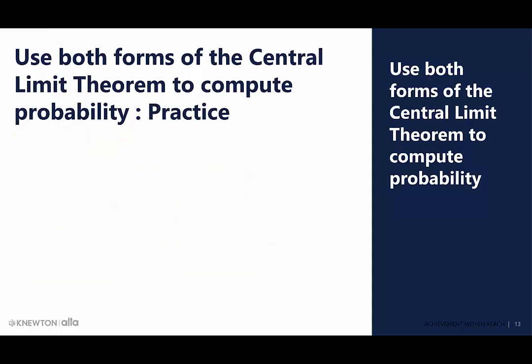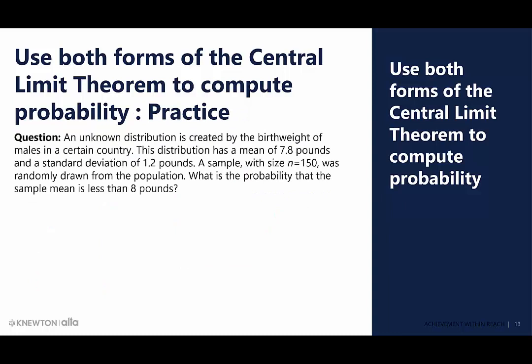All right, let's keep it moving. Another example here. Unknown distribution. We're talking about the birth weight of males in a certain country again. And so the distribution has a mean of 7.8 pounds, standard deviation of 1.2 pounds. We got a sample size of 150. So that means central limit theorem is in play. What is the probability that the sample mean is less than 8 pounds?